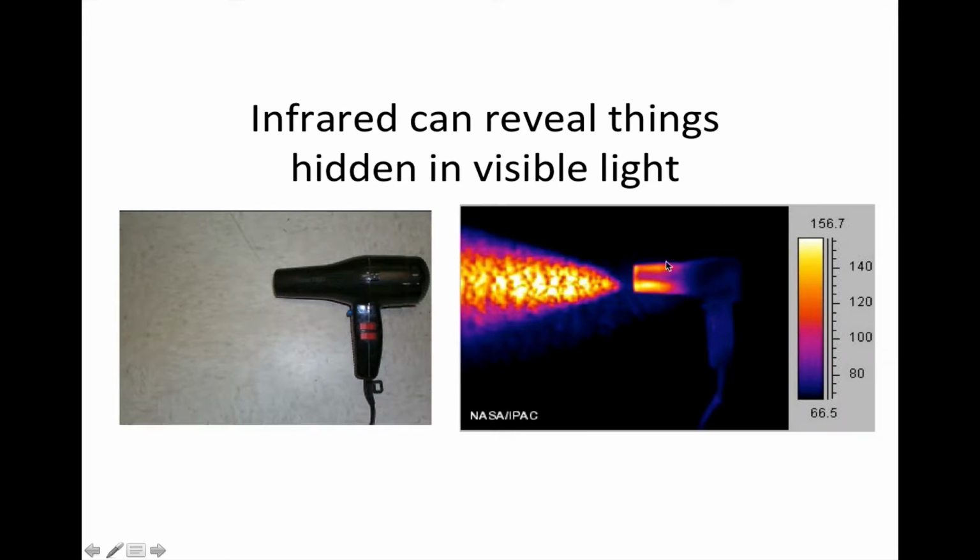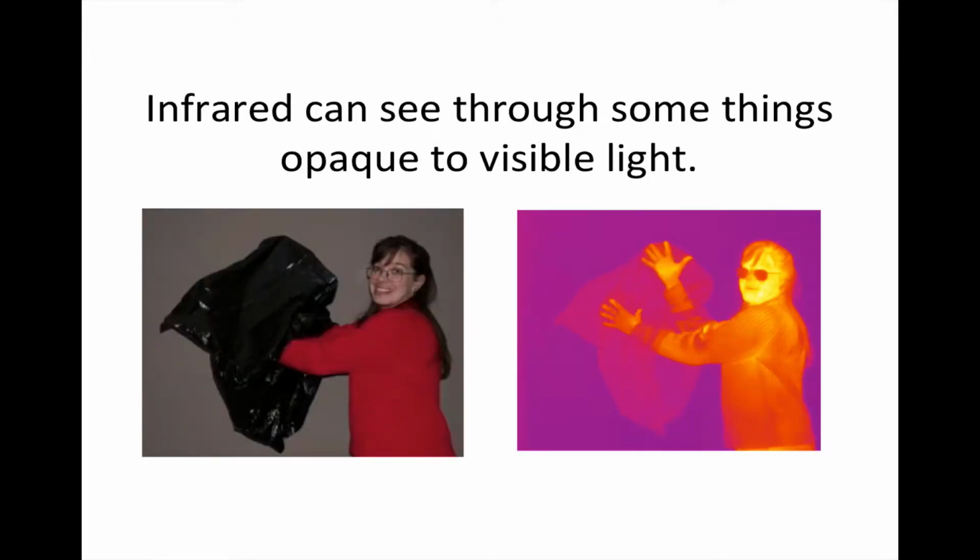So you can see the heating elements in the hairdryer, and you can see turbulence in the air that's coming out. Infrared can see through some things that are totally opaque to visible light. So here I have just a regular green garden garbage bag, and you can see straight through it in the infrared. Even though you can't see through it in the optical, you can see straight through it in the infrared.